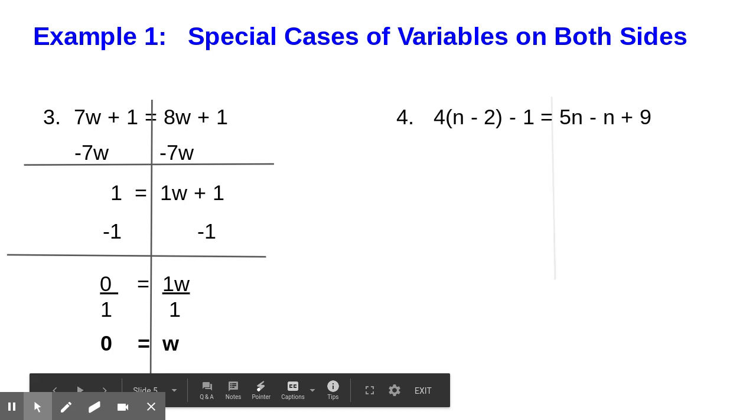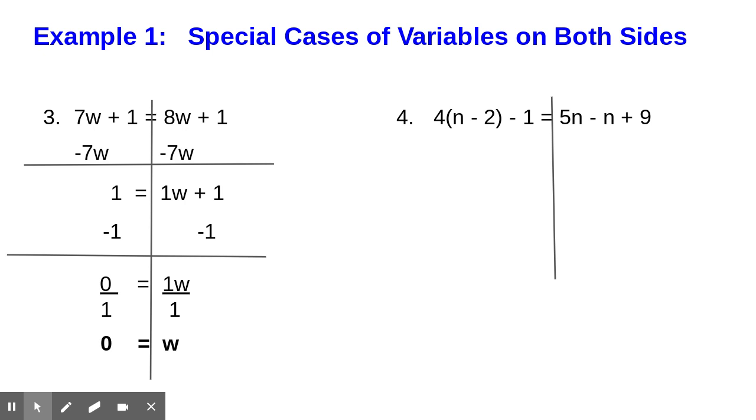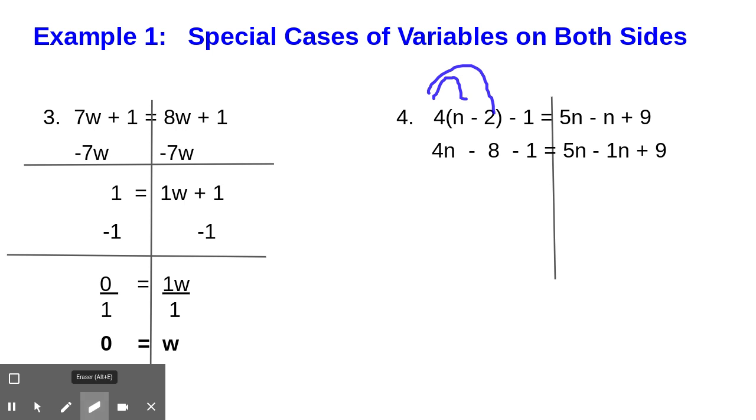All right, so first step, draw your line going down through your equal sign. As you can see, I have parentheses, which means I'm going to distribute. And when I distribute, I get 4n minus 8, and then I just bring down that -1. And then on my right side, I just brought down everything. And if you notice here, my -n, I rewrote it as a -1n. That does help.